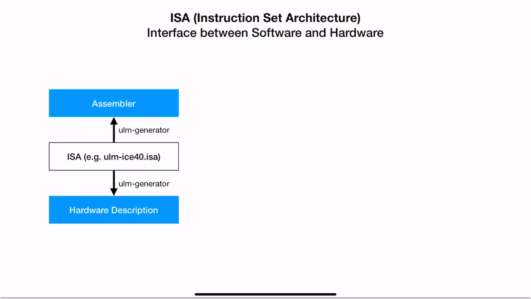In this video we will dig a bit deeper into assembly programming, but before we start with that, some words about this ISA file that you used for generating the virtual machine and also the assembler. ISA is short for Instruction Set Architecture, and this is also sometimes called an interface between software and hardware. What you created with the ISA file was the virtual machine for the ULM based on this description, this ISA file.